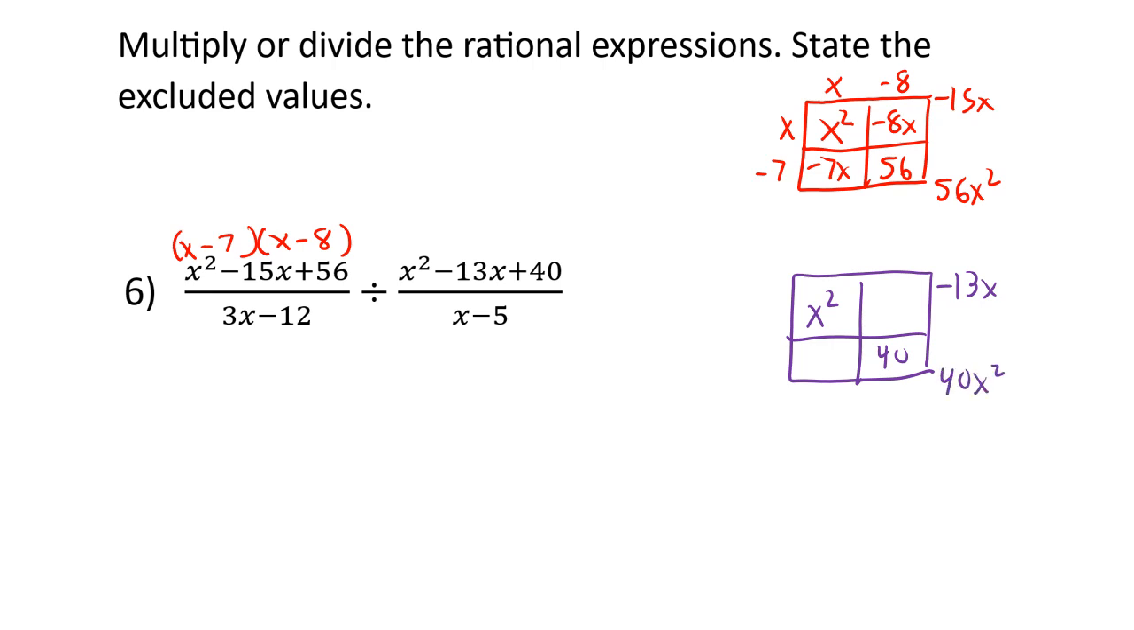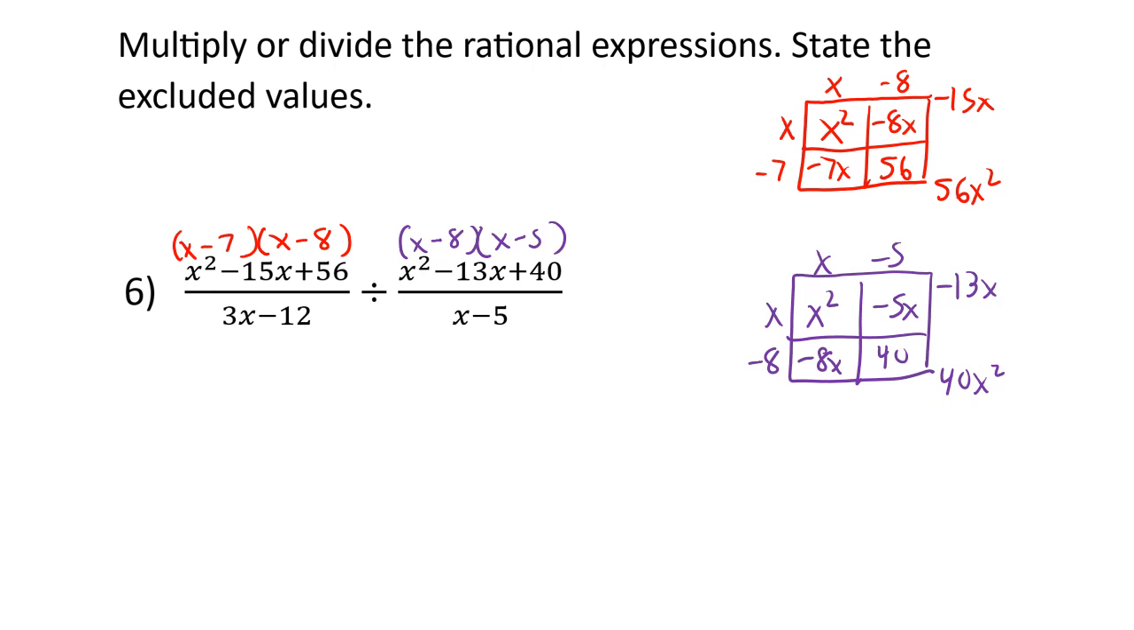I'm going to do the same thing with the other trinomial on the right. All right, so two numbers that multiply to be 40, but add to be 13. I think that is 8 and 5. Yes. So negative 8x, negative 5x.